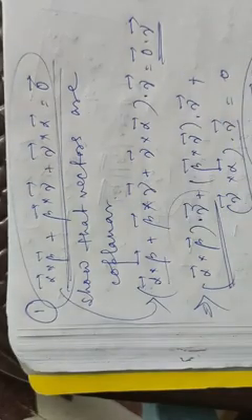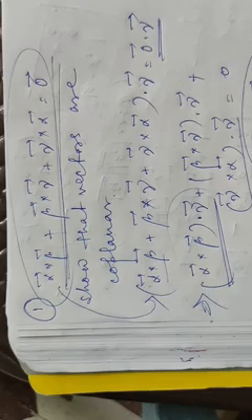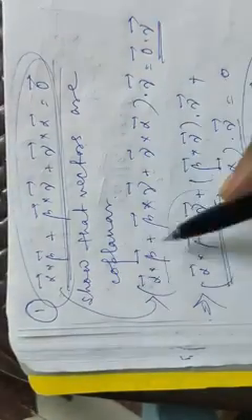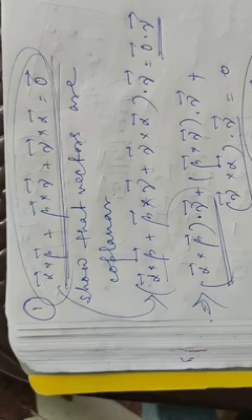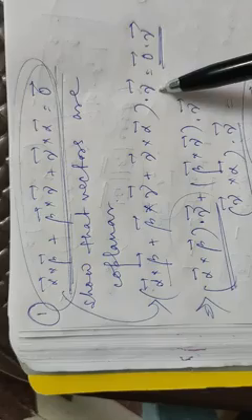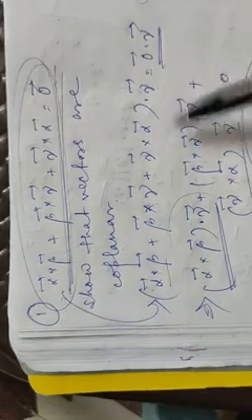Now what is the condition for the coplanarity? The condition is their box product must be equal to 0. So starting with the given condition, now on both sides we are applying the dot product by any of the vectors, alpha or beta or gamma. I am taking gamma here. So we are using the dot product by gamma on both sides.